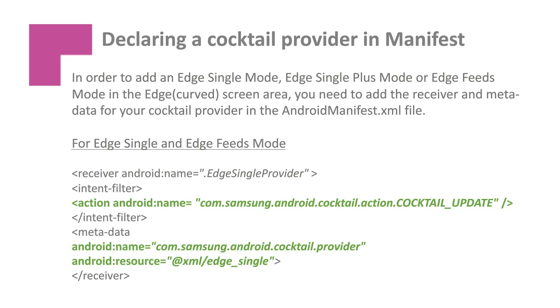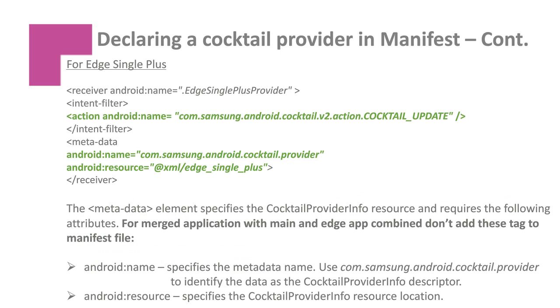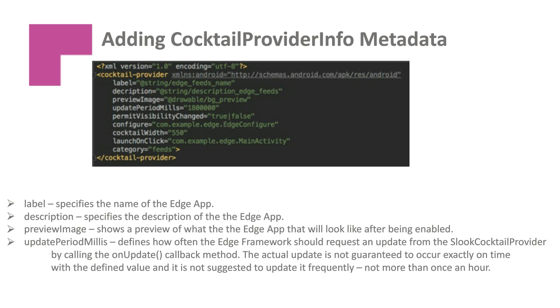In this one, you will notice that the intent filter has a v2 in it, and that's only for the Edge Single Plus. And then again, it has a metadata file in it, and that metadata file defines the features or the configuration of your Edge application. So this is a sample screenshot of all the options that can be there inside the metadata file. I'll walk you through them one by one.